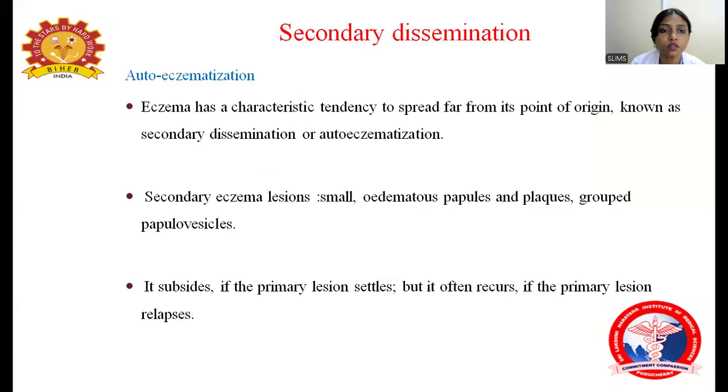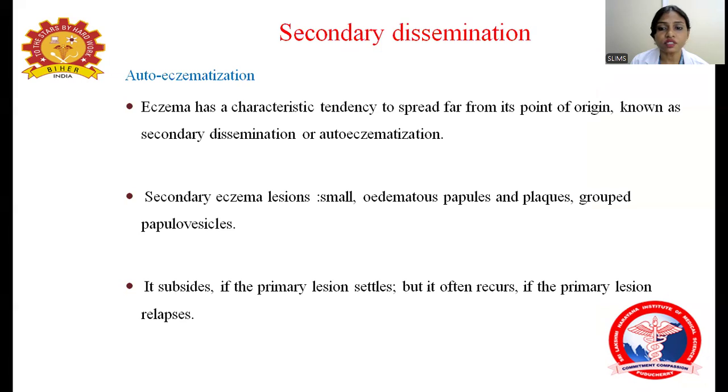So there is something called autoeczematization, which is very important. It is also called secondary dissemination. What happens is that any eczema has a tendency to spread far from its point of origin. This is called secondary dissemination or autoeczematization.